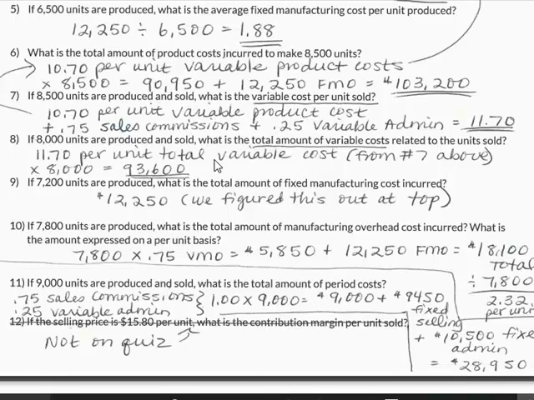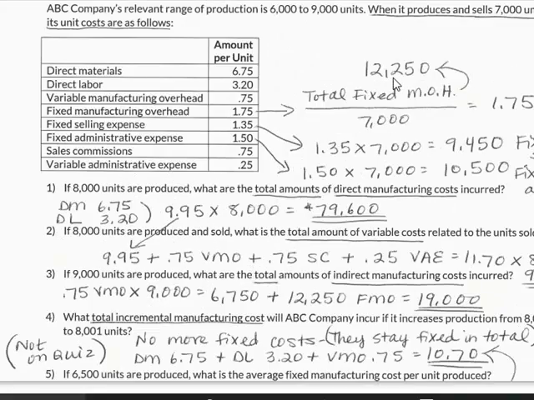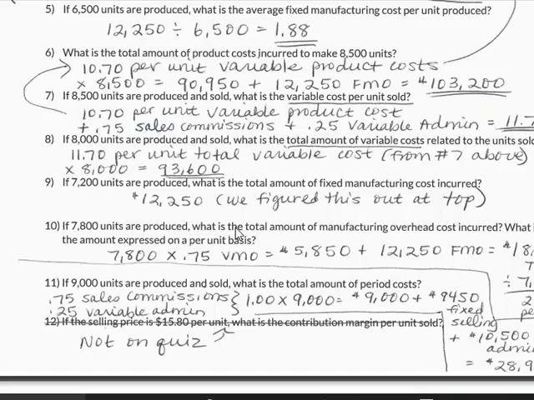Question 8, I noticed as I did this worksheet, is exactly the same as question 2. So I've repeated the answer here. In question 9, it says, if 7,200 units are produced, what is the total amount of fixed manufacturing cost incurred? Well, that total is the same as what we've already figured way up here at the top. Because remember, as long as we stay within the relevant range of production, the total amount of fixed manufacturing overhead cost will not change. It's $12,250.